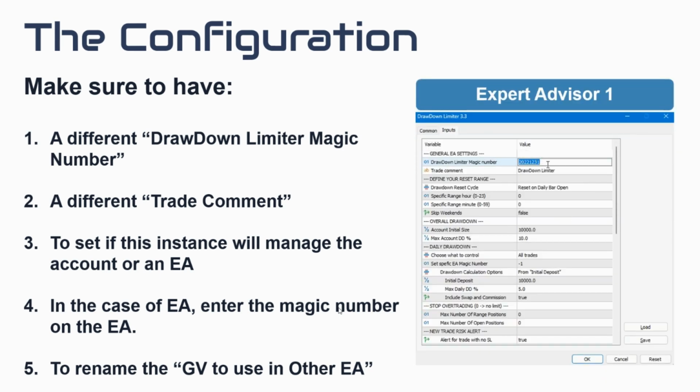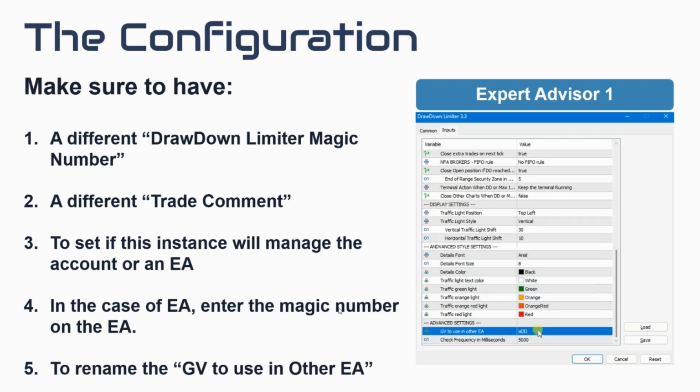For the first expert advisor, I'm changing the drawdown limiter number to 1. Same, for the comment I'm adding EA1. Instead of using all trades, I'm going to use specific EA, and if you noticed, I have put magic number to 1 and amount in money 500 as discussed. And finally, I'm changing the global variable to SDD1.